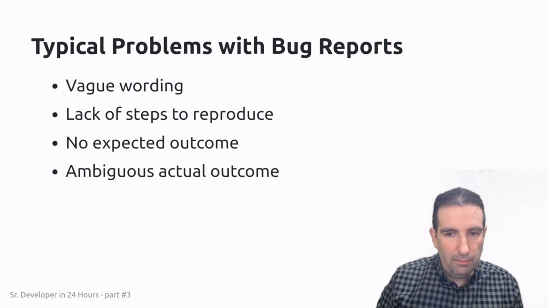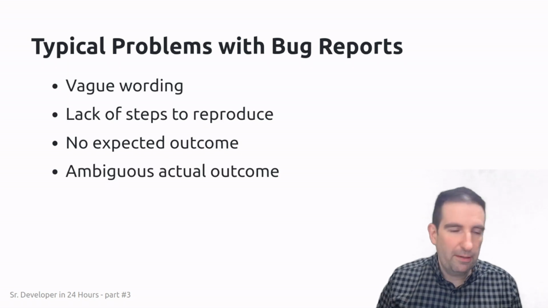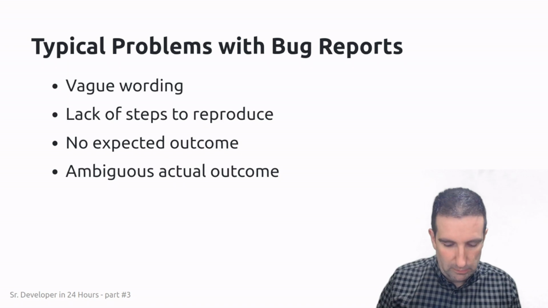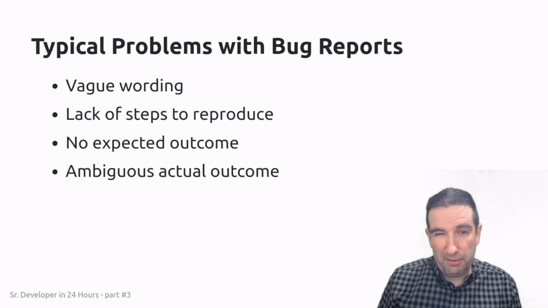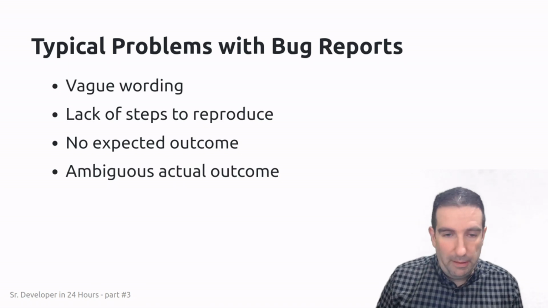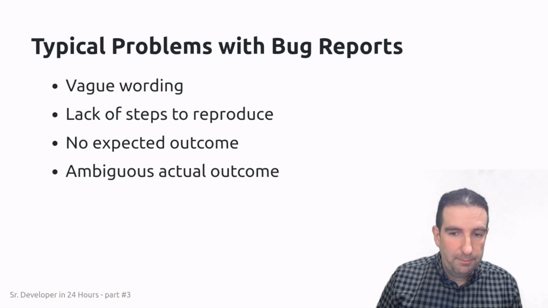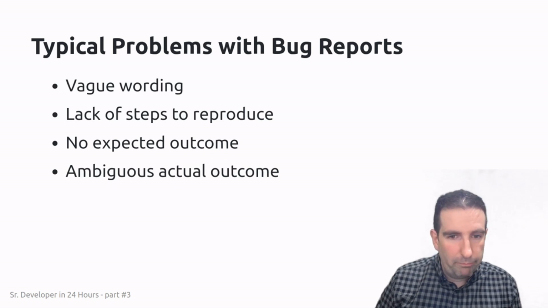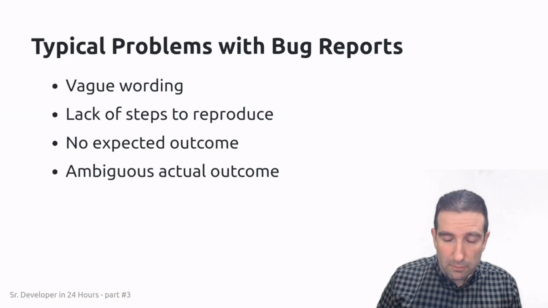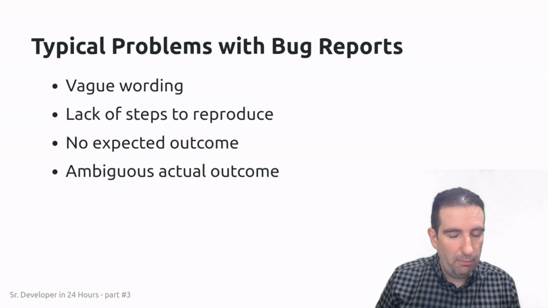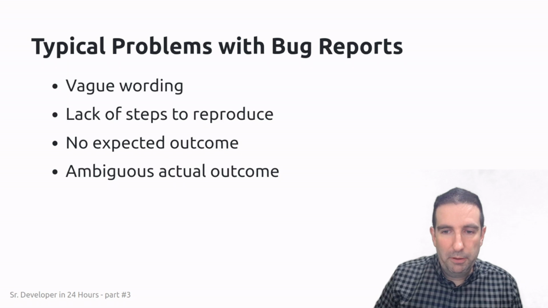We could get ambiguous actual outcomes. Like, hey, I don't know if I got what I expected. Like, well, what did you get? Like, well, I wasn't sure. It didn't look right, but I'm not exactly sure what I got. So maybe we don't get the actual outcome in a format in which we can digest it. So that is one of the problems that we sometimes run into when we're shuffling bug reports.